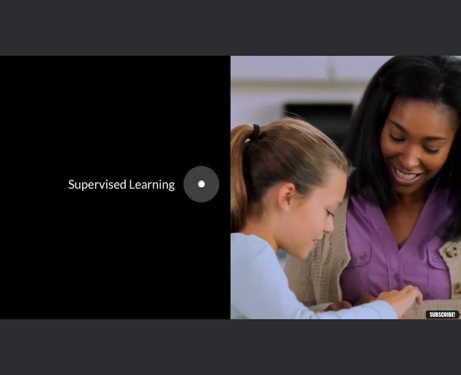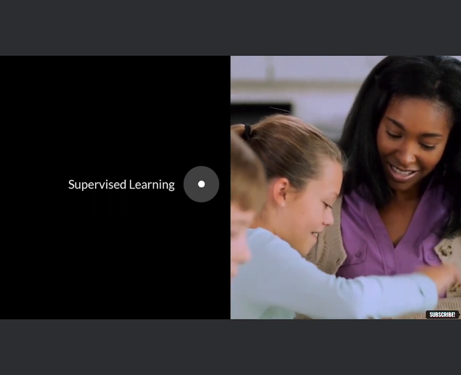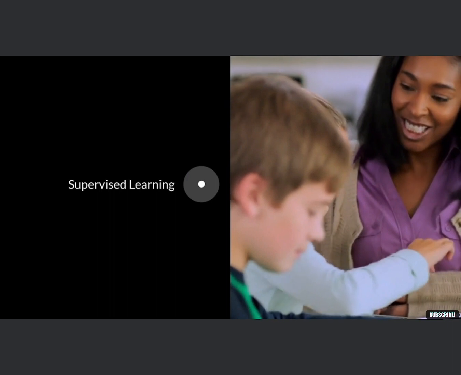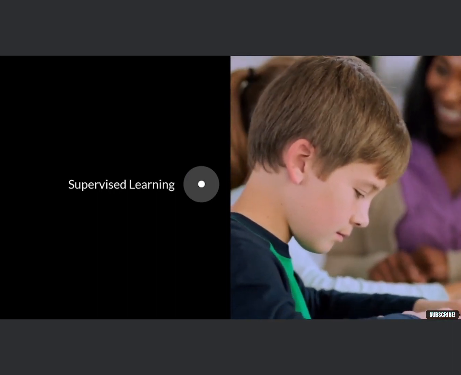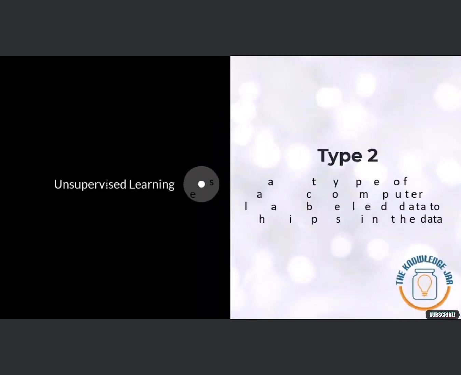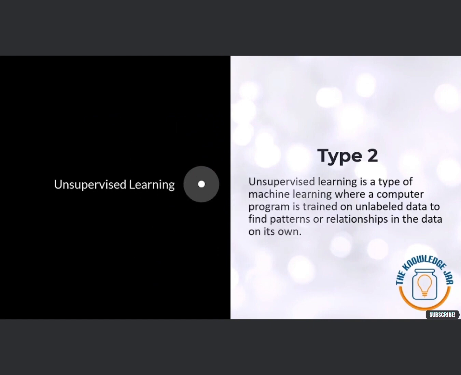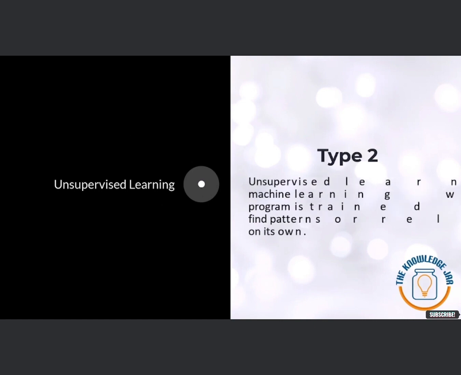In the same way, the computer algorithm gets better at classification over time, which then allows a model to get better over time. Next, we have unsupervised learning. Unsupervised learning is a type of machine learning where a computer program is trained on unlabeled data to find patterns or relationships in the data on its own.